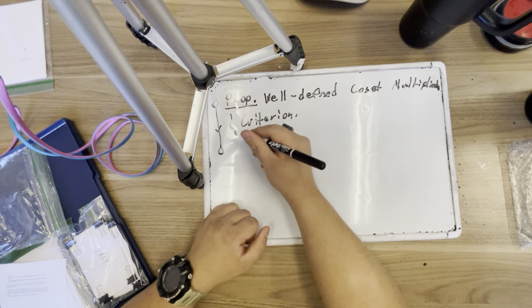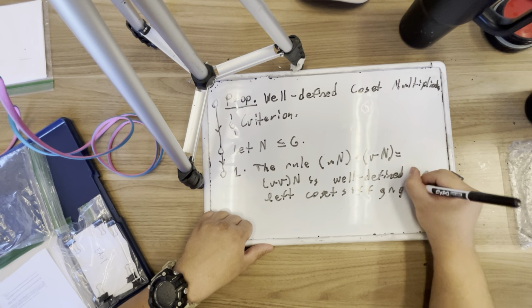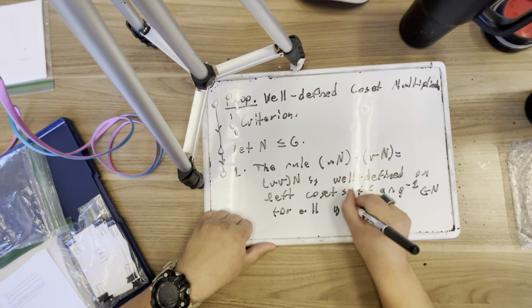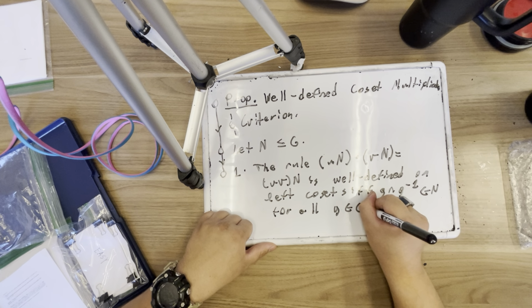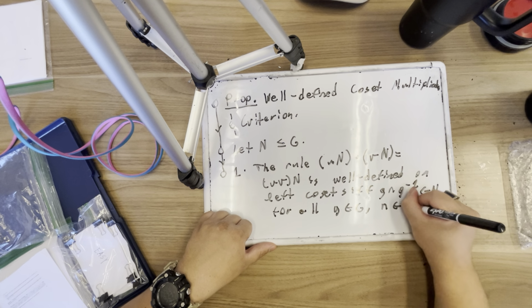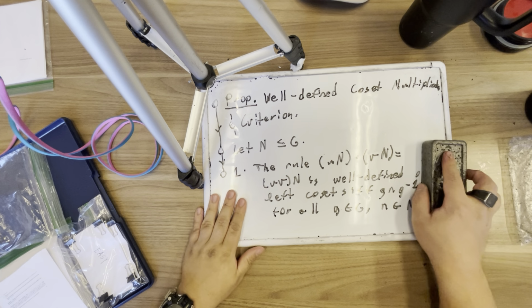on left cosets if and only if gng^-1 is contained within N for all g within big G and we have n is contained within big N. So that's rule 1. Now let's look at rule 2.